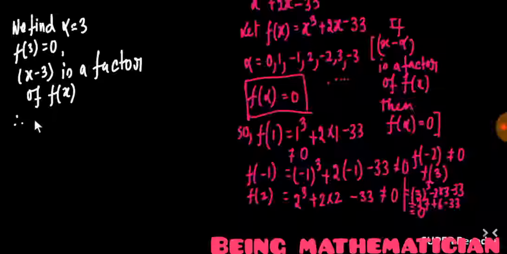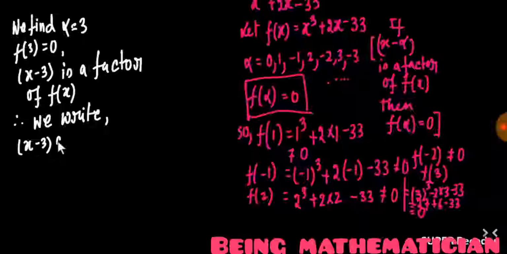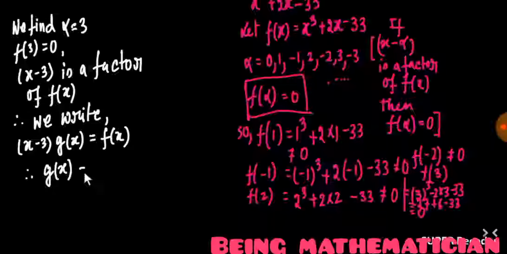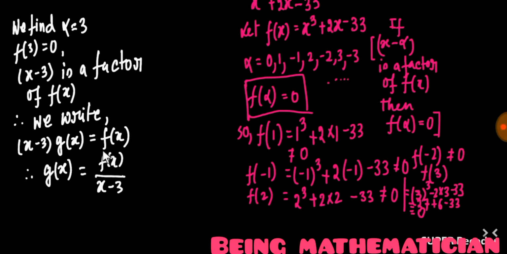Therefore, we write x minus 3 into g(x), where g(x) is a function of x other than f(x), equal to f(x), and g(x) is a quadratic expression. Therefore, g(x) is equal to f(x) by x minus 3. So now we divide f(x) by x minus 3 by the synthetic division method. Then we will get g(x).